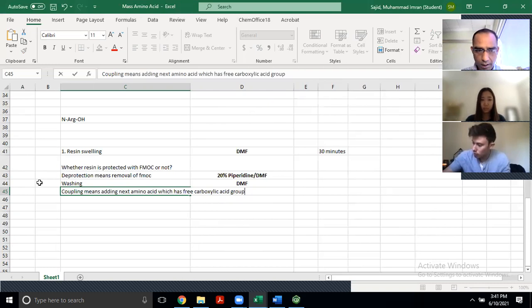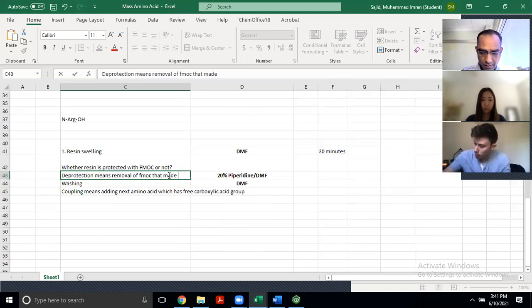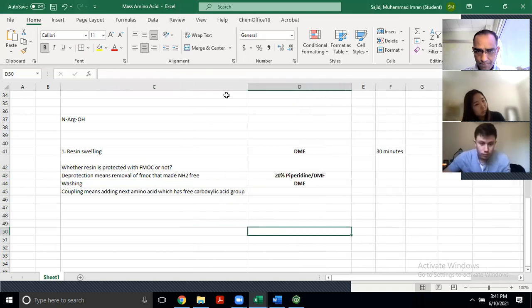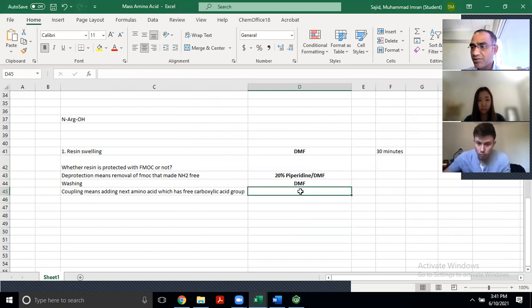Got it? And this deprotection made the NH2 free. Now NH2 is free, carboxylic acid is free, the coupling reaction will happen and the peptide will be formed, right? And always you have to see what the coupling mixture is made up of.